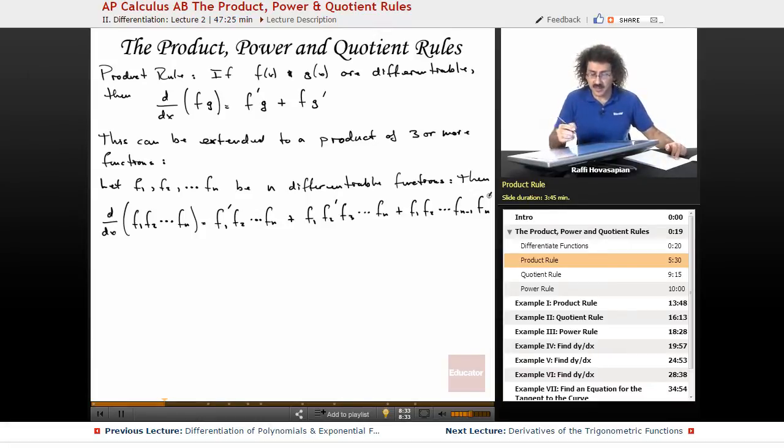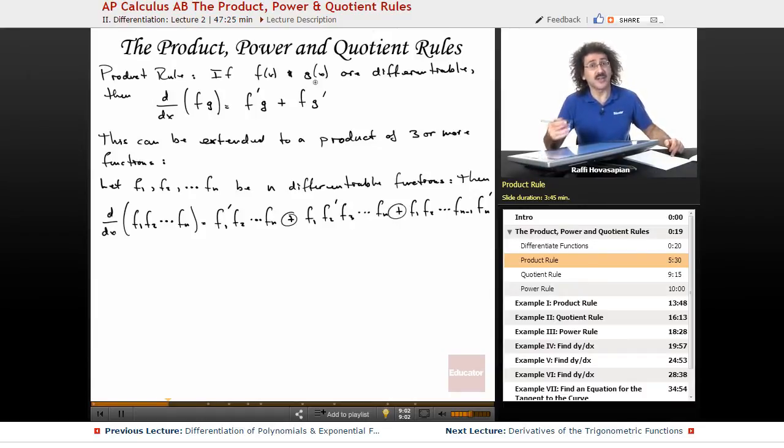Basically, all I'm doing is I'm leaving the functions as is, and I'm just taking the derivative of the first function, and then I take the derivative of the second function, multiply it all out, and the derivative of the third function, multiply it all out, until I've taken the derivative of every single individual function, and then of course I'm adding them. Most of the time we're just going to be dealing with 2 functions, so this one right here is sufficient. That's the product rule.